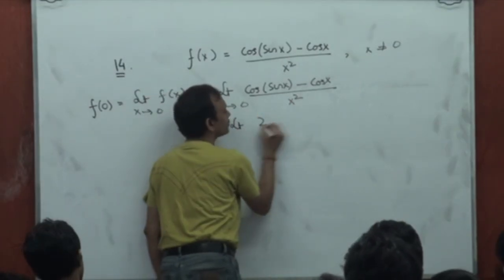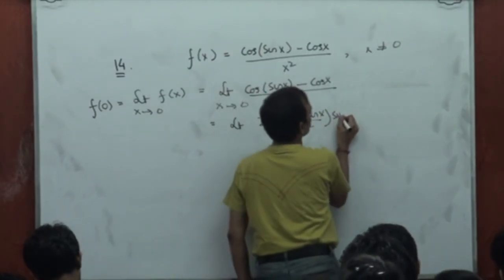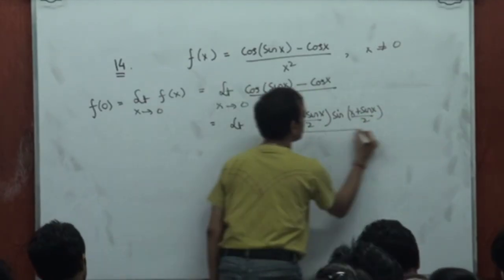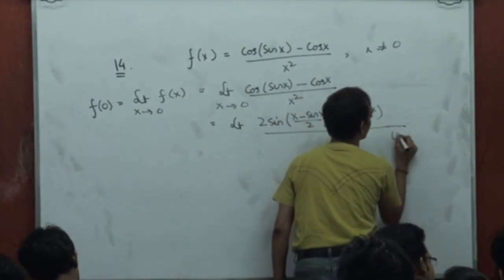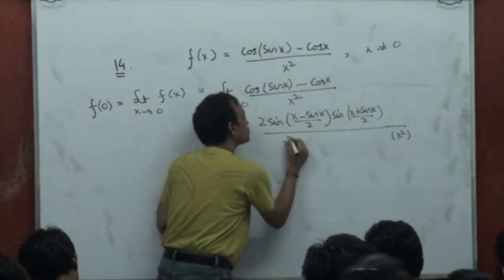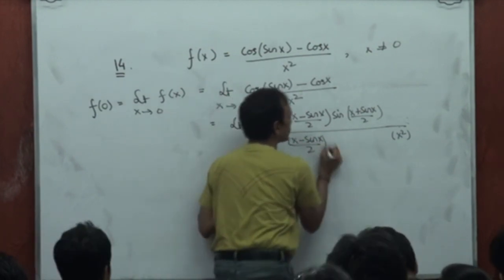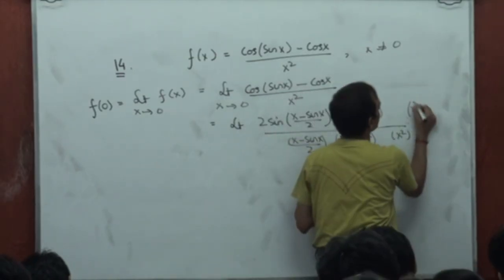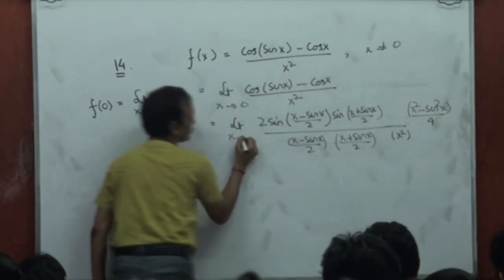cos c minus cos d, 2 sine (d minus c)/2 sine (c plus d)/2 by, there is an x squared already here, and then I might want to bring this in the denominator, this in the denominator, so (x squared minus x minus sine x by 2)(x plus sine x by 2) into (x squared minus sine squared x by 4) as x tends to 0. I hope all of you understand what I did here.